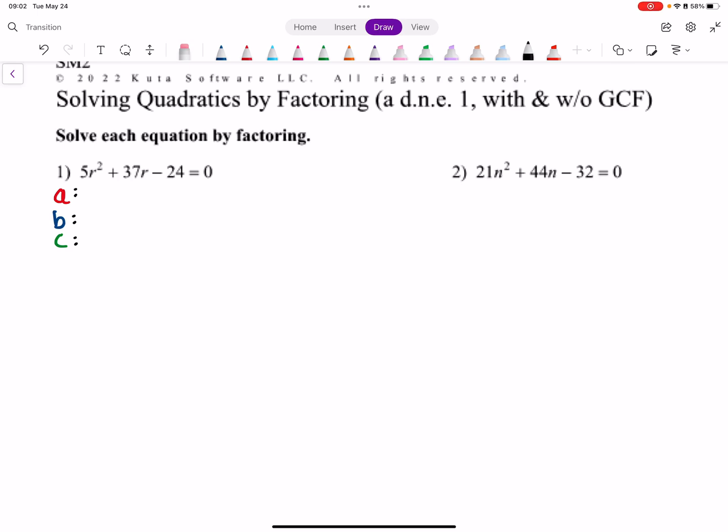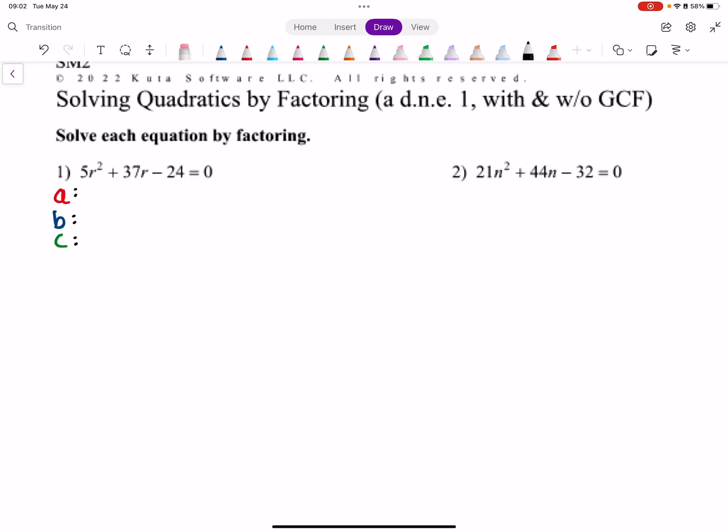In this lesson, I'm going to show you how to solve a quadratic equation by factoring when a does not equal 1. Notice that we already have a nice setup on number 1, where all of my terms are on the left-hand side of the equation and it's set equal to 0, so I can successfully solve for the zeros of this quadratic.